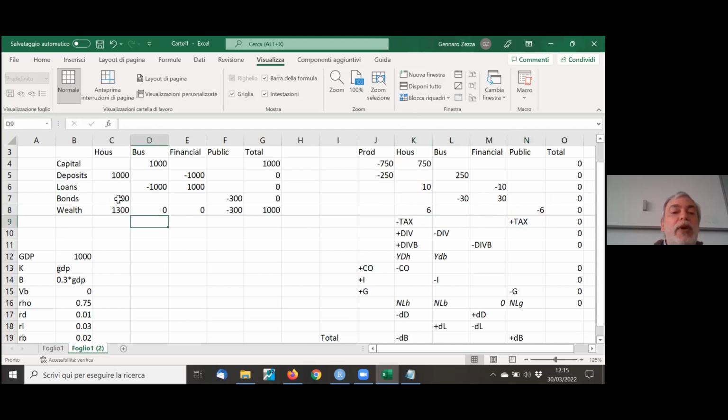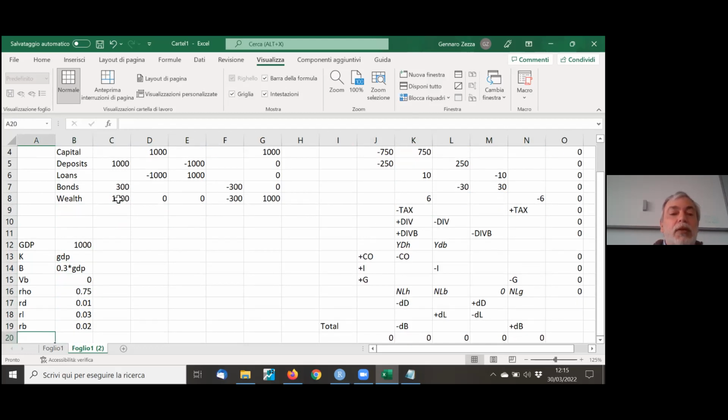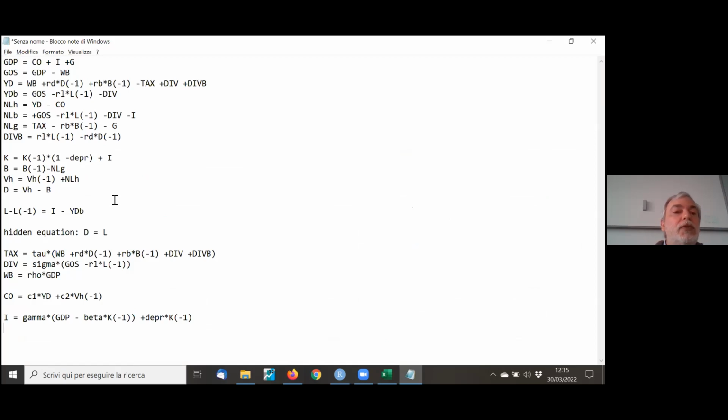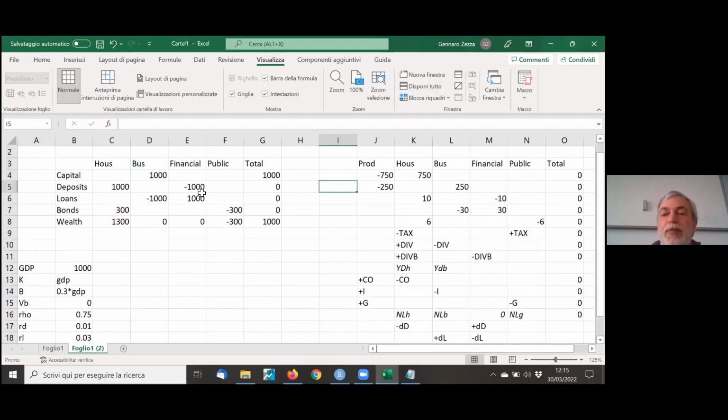Then the tax rate, let's say the tax rate is 20%, maybe. So the tax, I call the tax tau, and it says 20%. But before I get the tax, I need to compute the dividends and the profits of the banks. So now the profits here are the negative of the difference here. So they are distributed to the households.